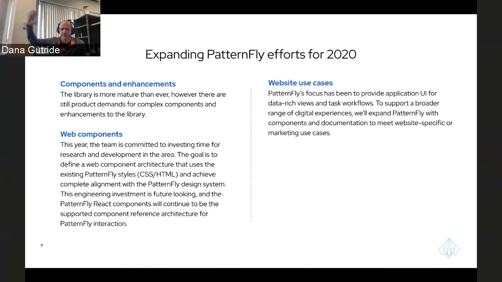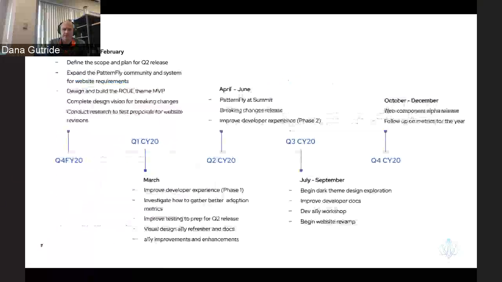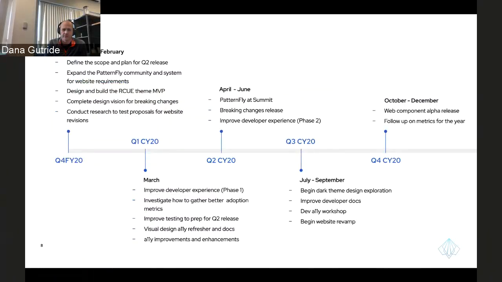So that's a very high-level overview of some of the areas of focus we have for this coming year. What does our roadmap look like across various quarters? We're already past the first set, looking at developer experience in March, as well as adoption metrics and so on, some accessibility work. And one thing to point out is that in the April to June, well, more like the June timeframe, there will be a major release of PatternFly, which will include some breaking changes.